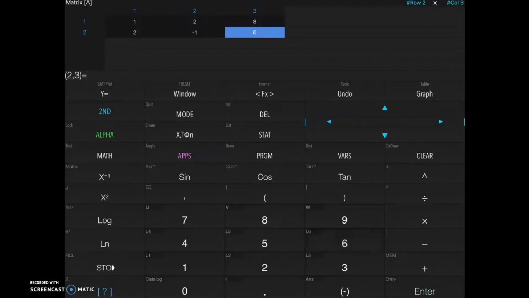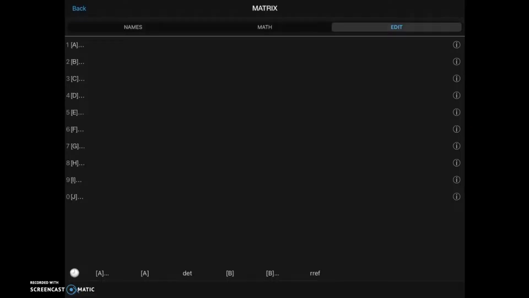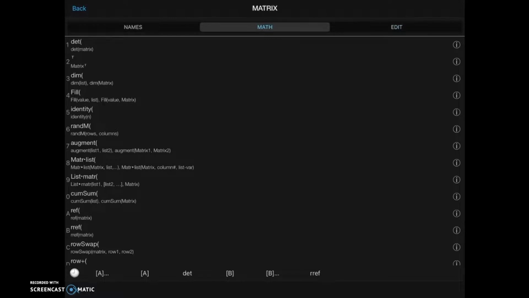Now, importantly, I have to get out of this matrix, and the way to do it is hit second, and then the mode button is a quit button. So second quit will get me out of there. Okay, my matrix is in there, and so I go back to the matrix menu, second matrix, and now I want to tell it to do some math.